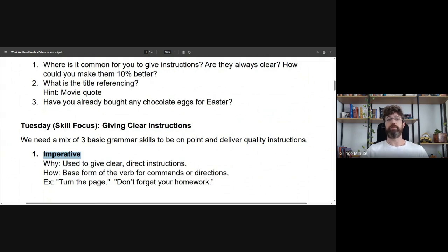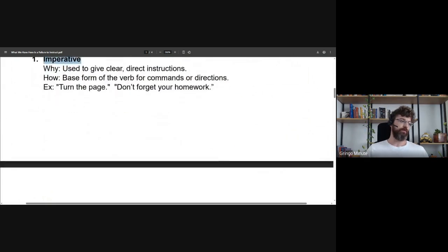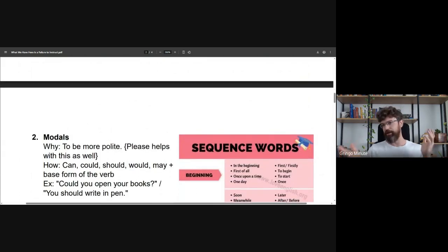Now, that said, you also need to be careful. Why? People sometimes don't like being told what to do. It can be a little bit rude, a little bit too direct. So make sure to pad it, to balance it with some modals. What are the modals? They are verbs that modify other verbs, and they are very helpful to sound more polite.